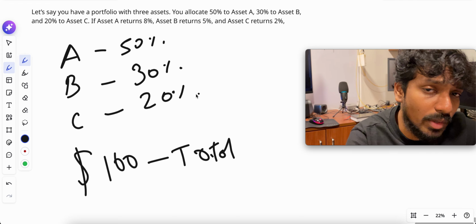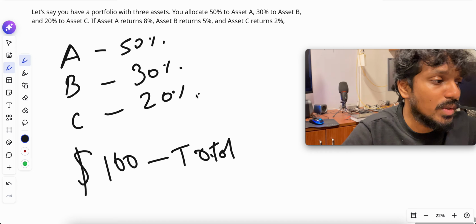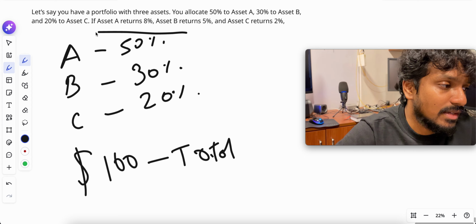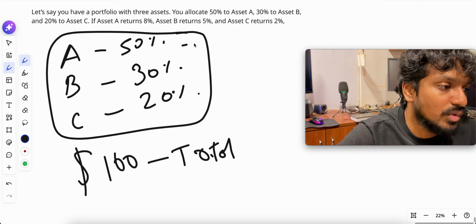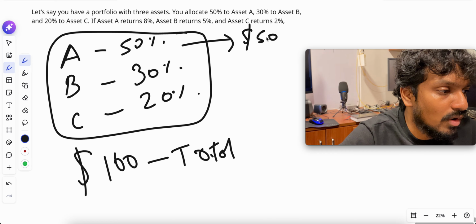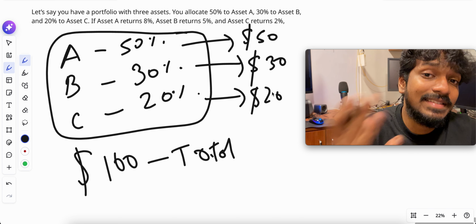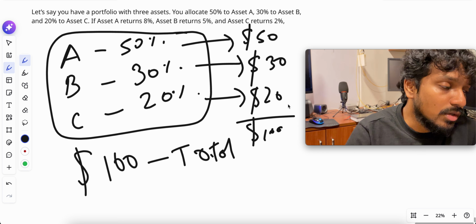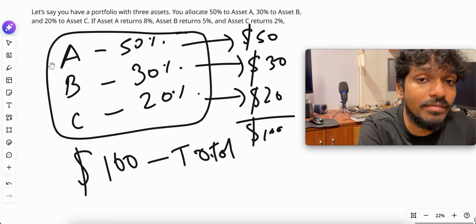So we are going to calculate the return which we just got, because that's the exact question. I allocated my $100 like this, which is $50 for A stock, $30 for B stock, and $20 for C stock. So if you calculate this, you will be getting $100 in total. What we are going to do is find out the total return which we accumulated with these assets.